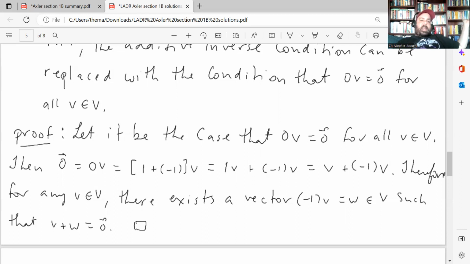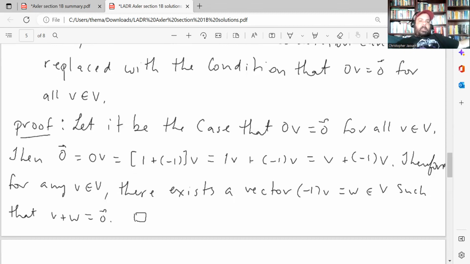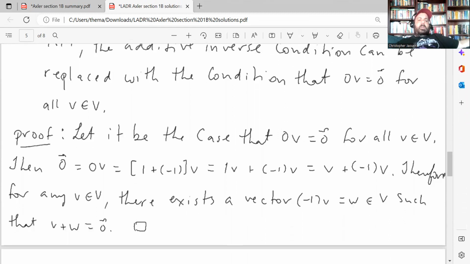Therefore, for any v in V, there exists a vector -1 times v, which we could call w in V, such that v plus w equals 0. So in other words, every vector has an additive inverse, right? So they're actually equivalent. You can replace one axiom with the other, and it doesn't change the set of things that are in the vector space. So that's number 5.